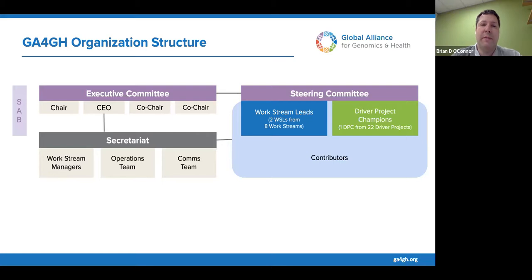We have the operations team that is working on things like the website and materials and infrastructure for us to be able to do our work and share our standards. And then the comms team has been instrumental in putting together concise and accessible information about the standards work that we do, making that accessible to a wide range of users. And on top of that, there's, of course, an executive committee along with an advisory board.